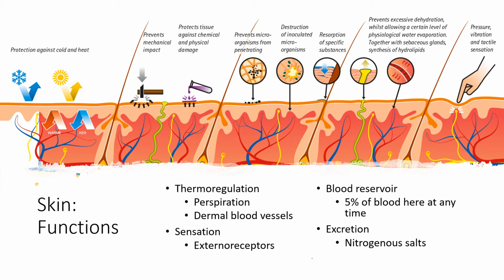Finally, you can use your skin for excretion. Well, not finally, we have another slide of this, but your skin excretes things. Mostly in sweat, you excrete things like nitrogenous salts, but you can also excrete certain types of aromatic compounds, certain types of herbs and spices that you consume. Eat a lot of garlic, some of it'll come out in your sweat. Eat a lot of cumin, some of it'll come out in your sweat.